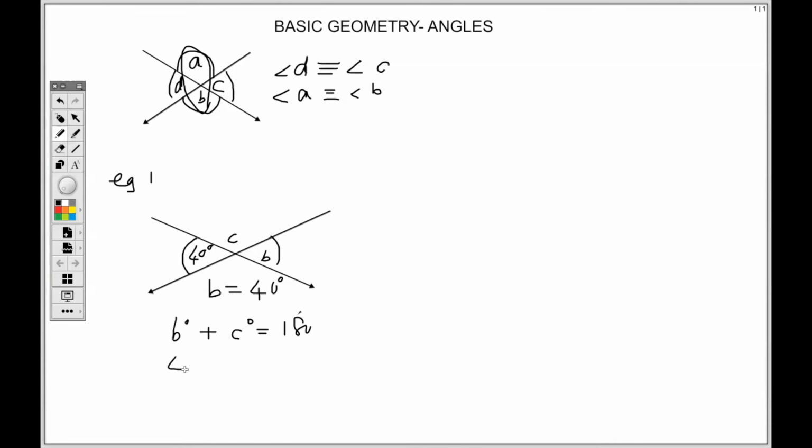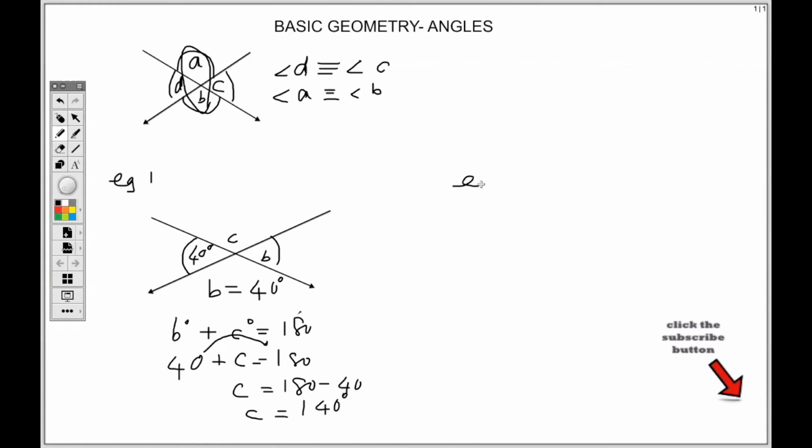B is 40 degrees, so I'll have 40 replaced here, and then making C the subject, I'll carry the 40 over the equal sign, so C is equal to 180 minus 40, so C is equal to 140 degrees.